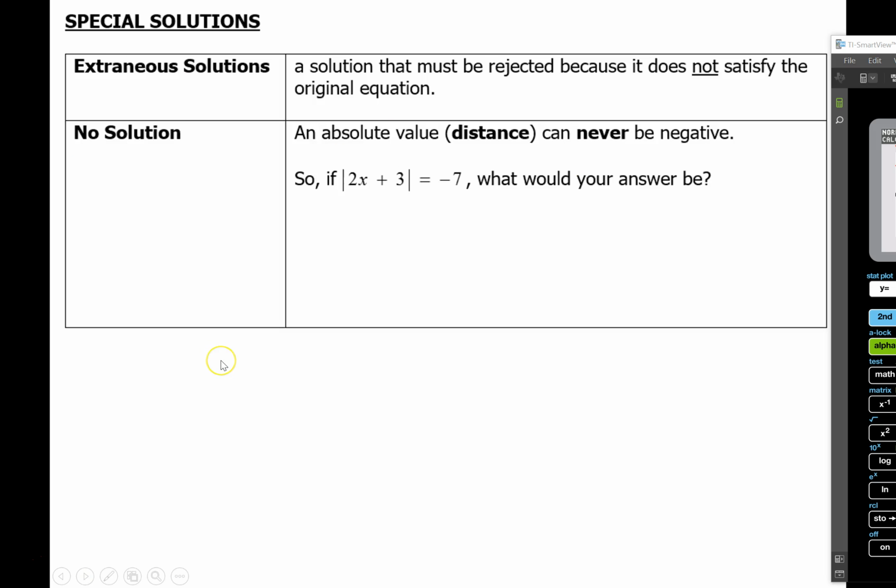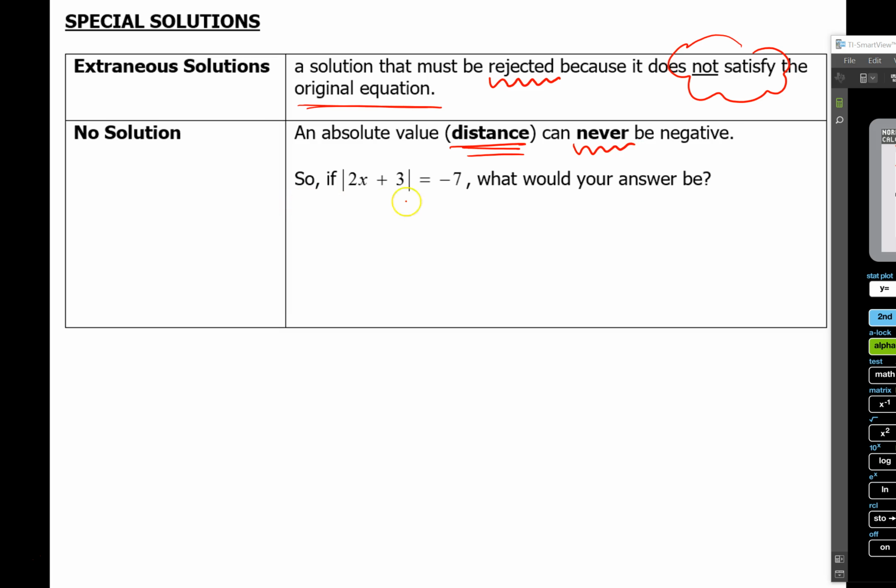A little bit of quick vocab. Extraneous solutions, like we just said, are solutions that look like they're answers. We get them when we solve algebraically, but we have to reject them because they don't check. They don't satisfy our original equation when we plug them back in. It is possible that you will get no solution to check as your answer. And the main reason that happens is because distance, which is what absolute value is, can never be negative. I can't go a negative distance.